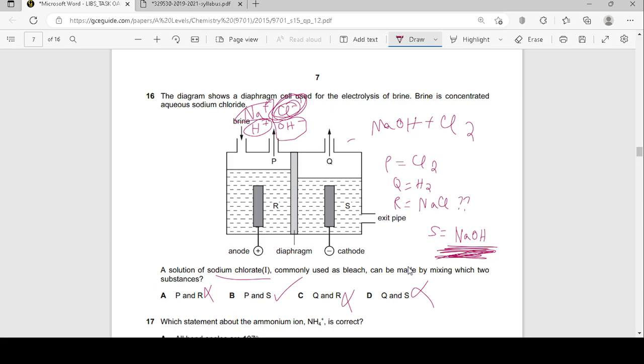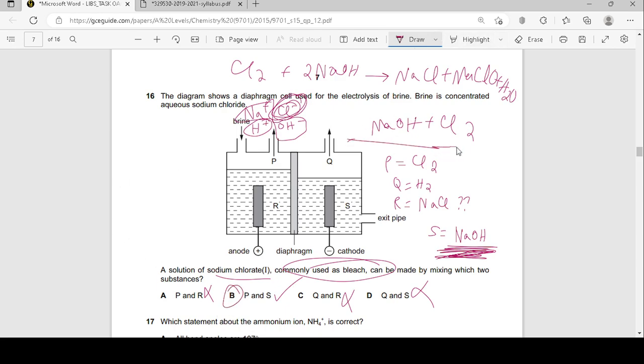So this is the reaction: CO2 plus 2NaOH gives you NaCl plus NaClO, which is sodium chlorate(I), plus H2O. I already have the balanced form written, but you can balance using redox as well. Sodium chlorate(I) is commonly used as bleach because it oxidizes other substances, I think. So the answer is B, NaOH and CO2.